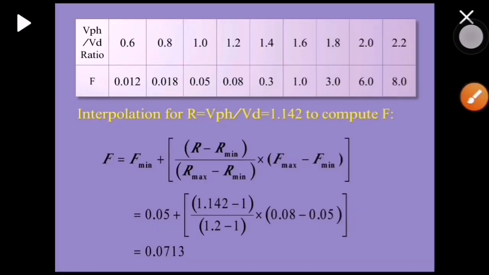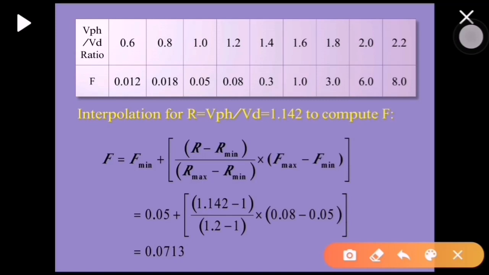But suppose the ratio V phase to Vd is such a value that does not lie directly inside this table. So at that time, what is to be done? At that time, Newton's interpolation technique has to be used, and that is nothing but the first order linearization technique. So actually this curve is non-linear, but we can make the curve linear between two band values. Let me give you a numerical example over here.